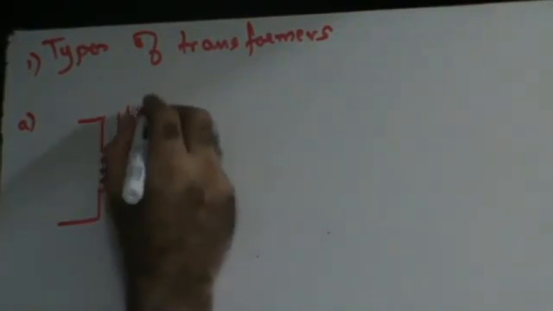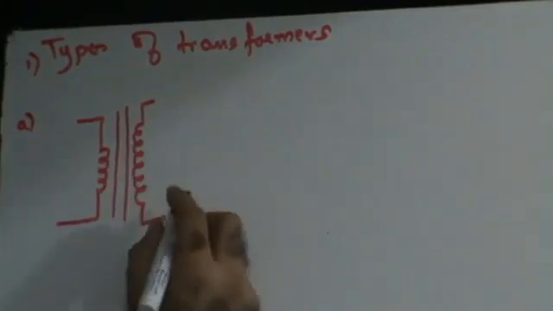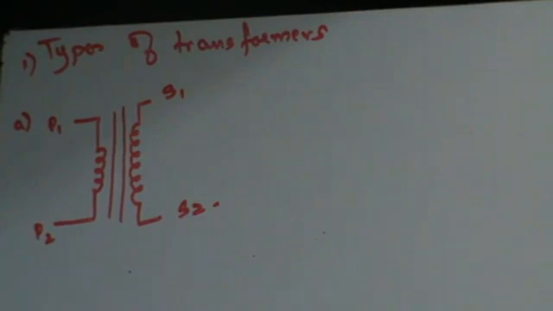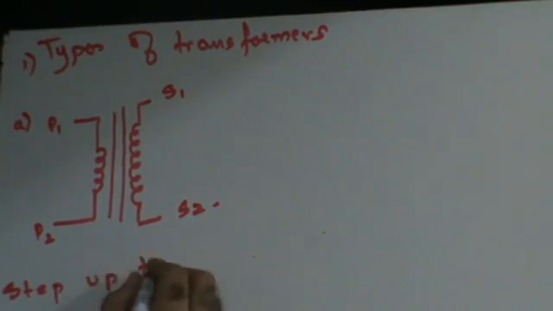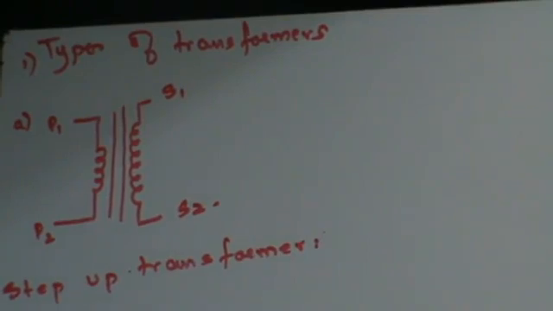First, if I had a transformer this way, where you have less number of turns, this is my soft iron core and I have more number of turns on the secondary, right? This is my primary P1, P2 and this is my secondary S1, S2, right? Now, such a transformer is called as a step-up transformer. Right? What is a step-up transformer?